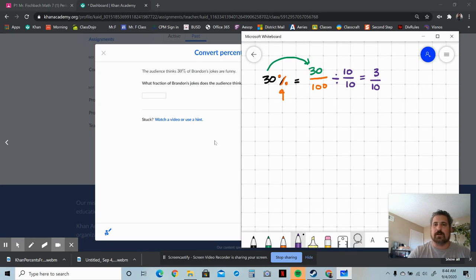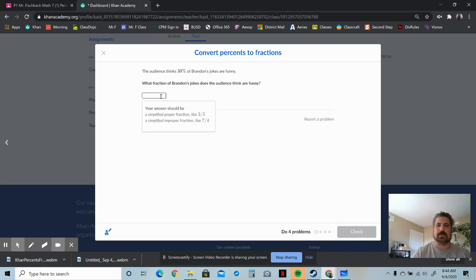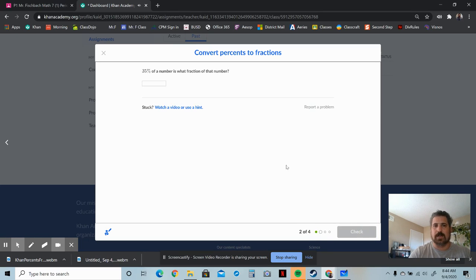So when you go over here to put in your answer, you're just going to put the answer. And if you click inside, it says a simplified proper fraction like 3/5. So we're going to do 3/10. So this is just 3/10, just like they showed you in the picture there. And there we go. Our answer is correct. Now we go to the next question.